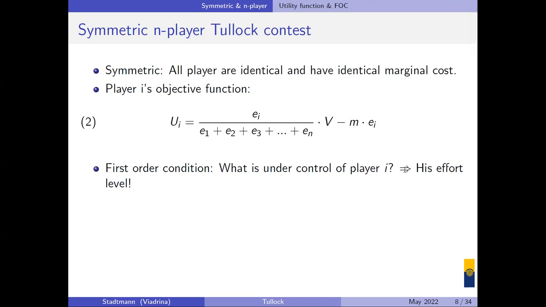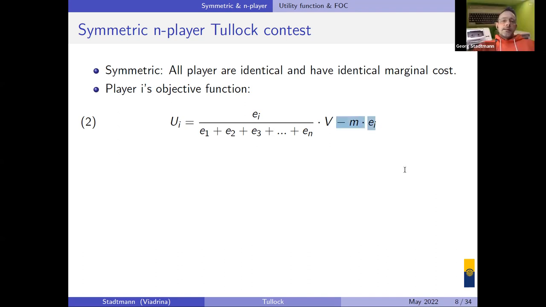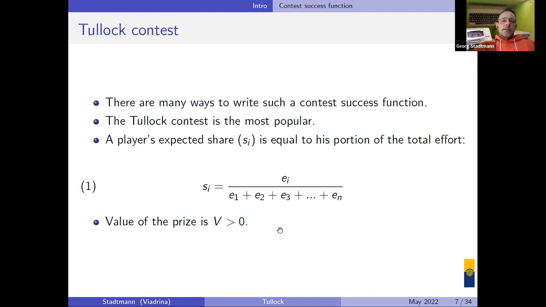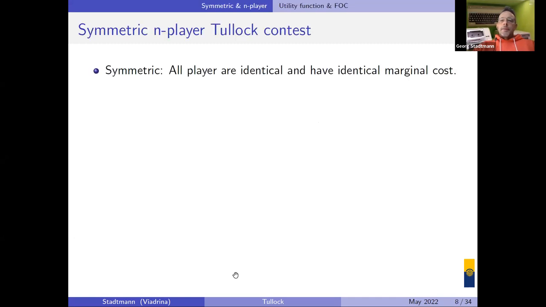Sorry to interrupt, Professor. What is V in this equation? V is the value of the prize money. Okay. The pot. Okay. Other questions?